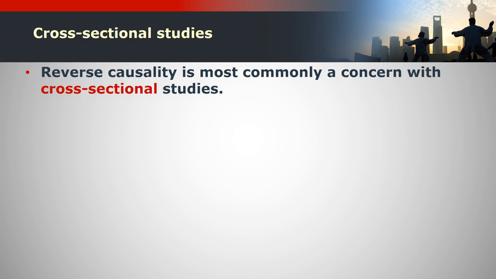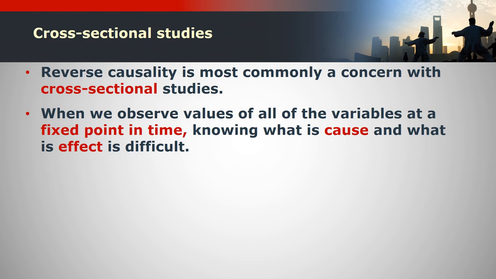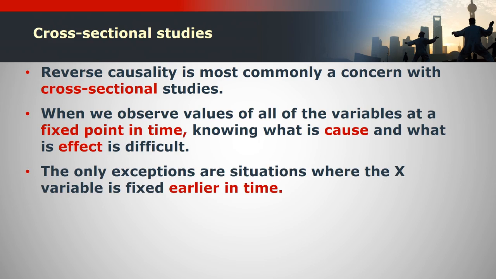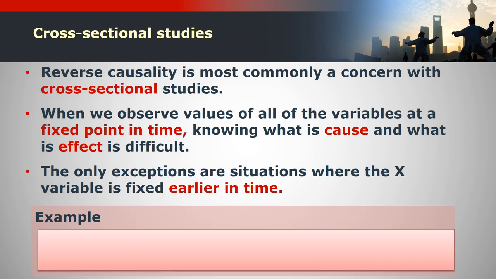Reverse causality is most commonly a concern with cross-sectional studies. When we observe values of all the variables at a fixed point in time, knowing what is cause and what is effect is very difficult. The only exception is that sometimes we can claim cause and effect if the x variable that we're looking at in our cross-sectional data is something that we're confident was fixed much earlier in time.